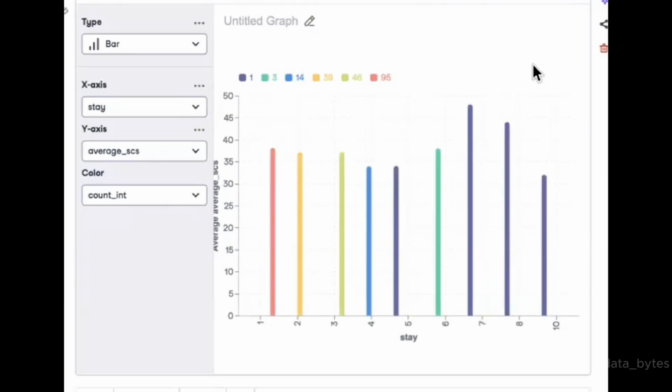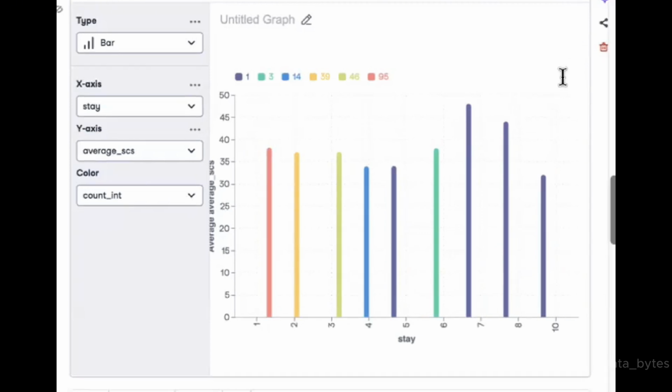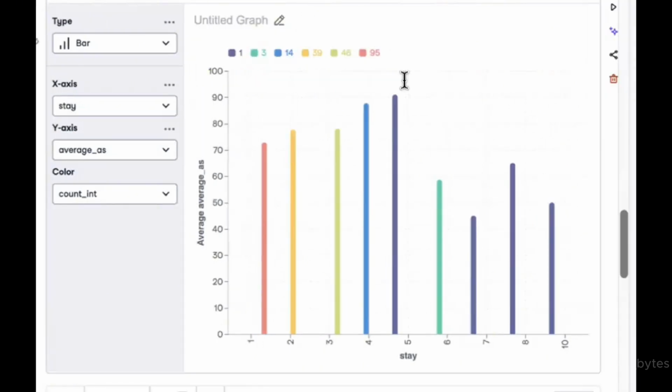And you can see that there doesn't seem to be a clear pattern where longer or shorter stays consistently correlate with higher or lower SCS scores. So this graph suggests that the length of stay has a more complex relationship with the SCS scores, and there is no clear indication that longer stays lead to significantly higher or lower SCS scores. For this part of the graph, we cannot say that the length of stay is a considering factor for the student's mental health. Coming to the final graph, we are comparing the length of stay with the average acculturative scores.